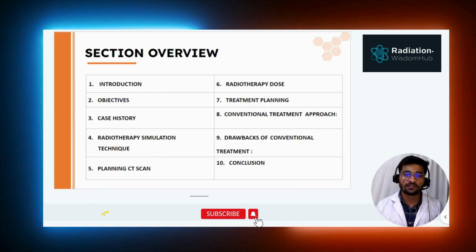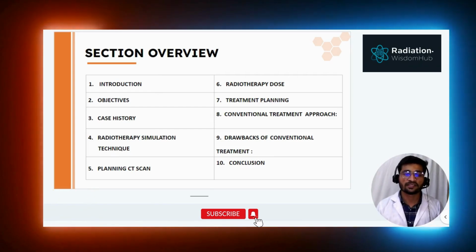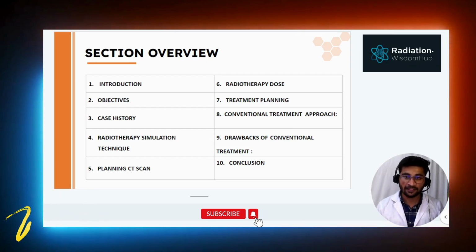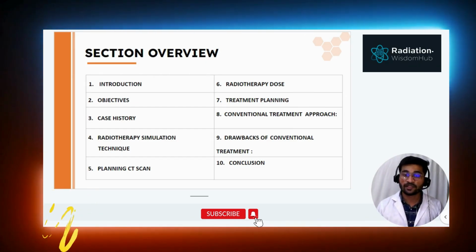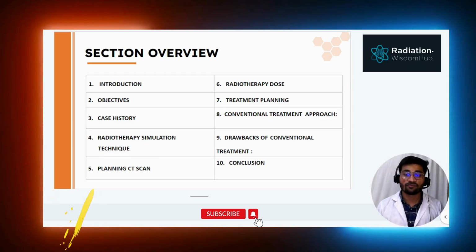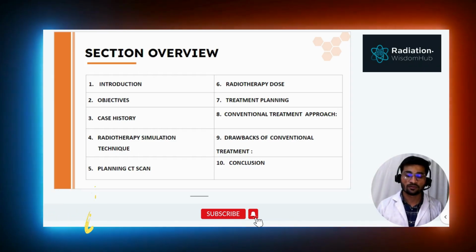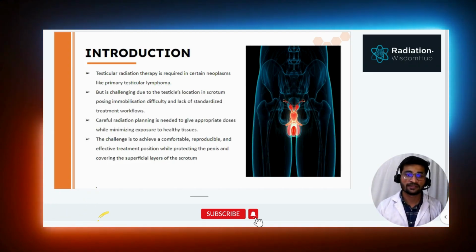First of all, the section overview: introduction, objective, case history, radiotherapy simulation technique, planning CT scan, radiotherapy dose, treatment planning, conventional treatment approach, drawbacks of the conventional treatment approach, and last, the conclusion. So we will go through these steps. First of all, here is the introduction.